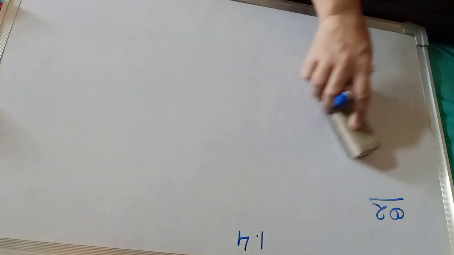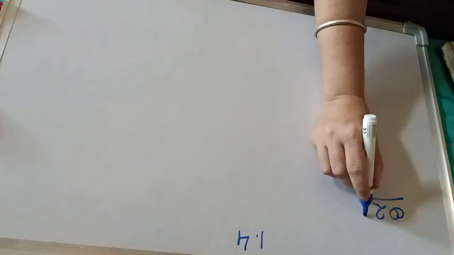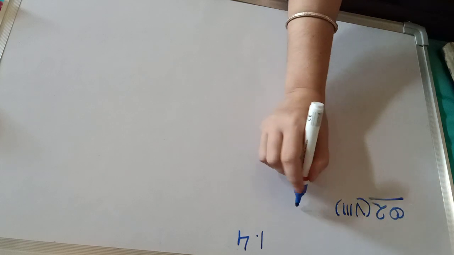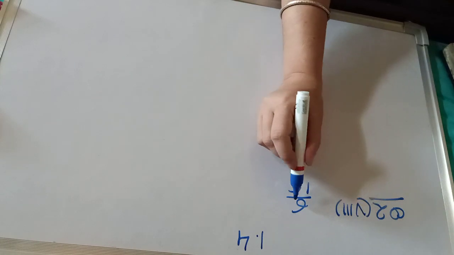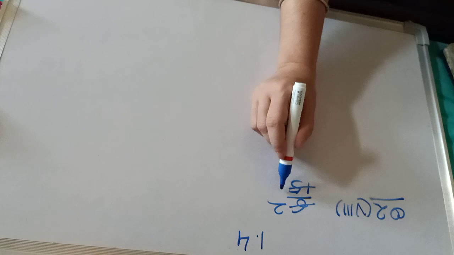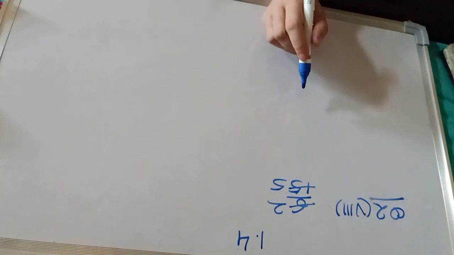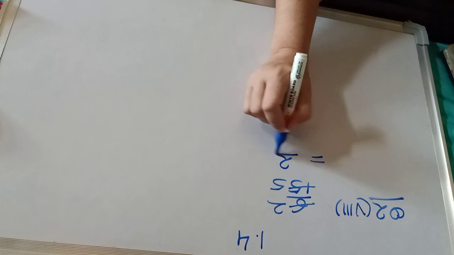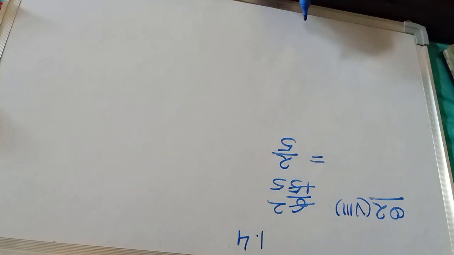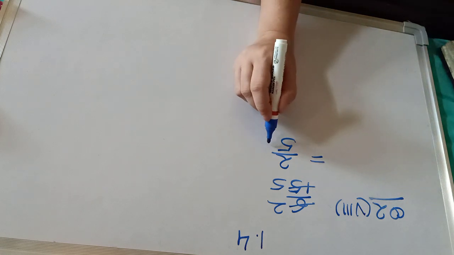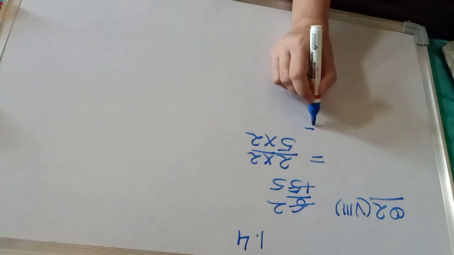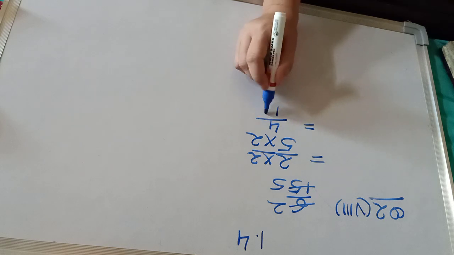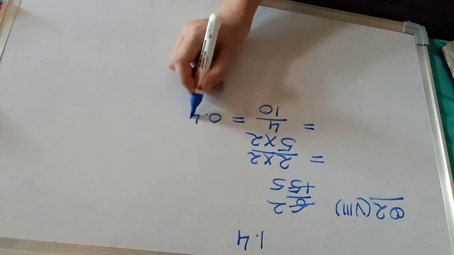The next one is your 8th part. It is 6 upon 15. 6 upon 15 means 3 twos are, and 3 fives are, 2 by 5. You can convert it directly also or otherwise, but it is required here. I need 2, and with 2 I need to multiply in the numerator also. It will be 4 by 10, means 0.4.